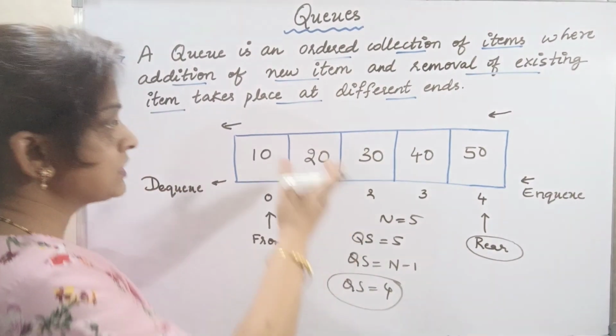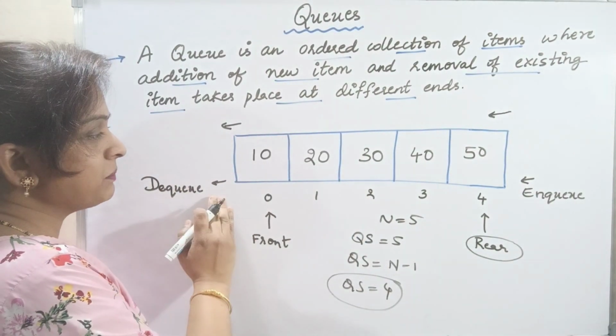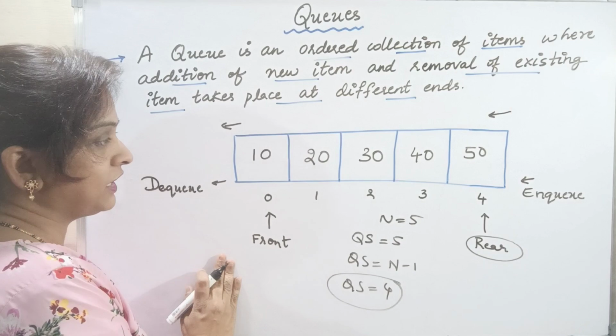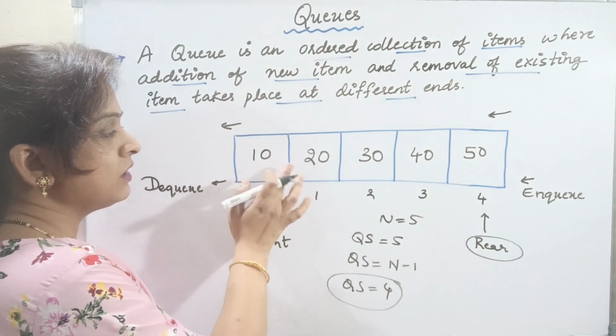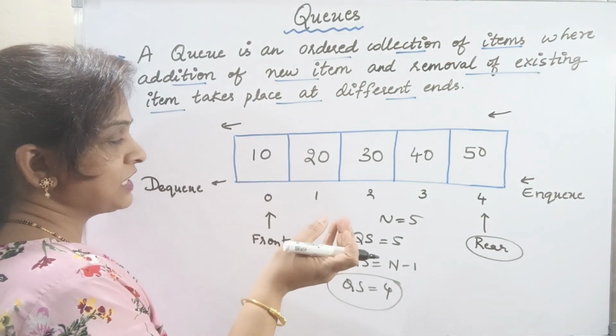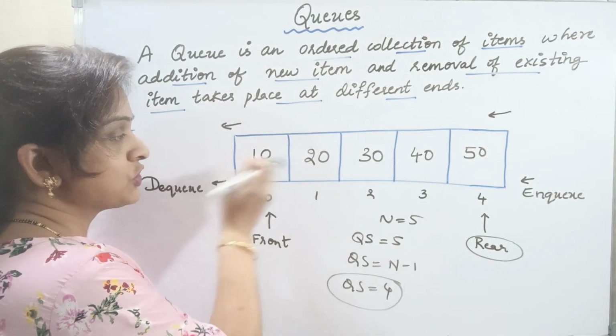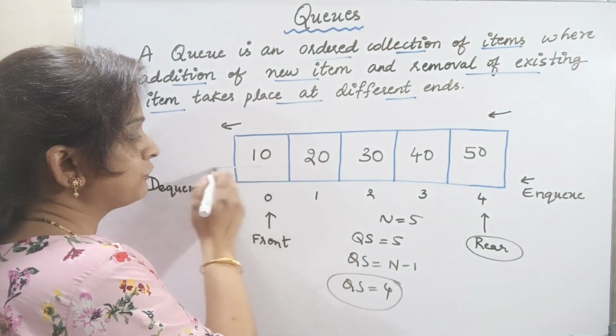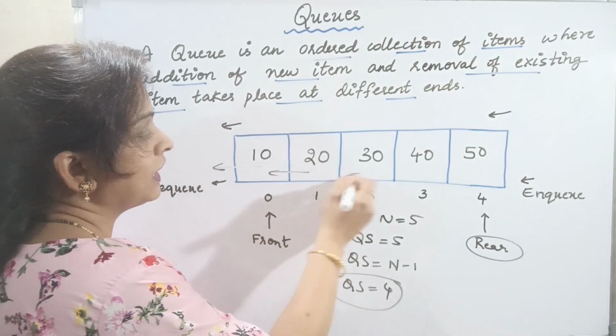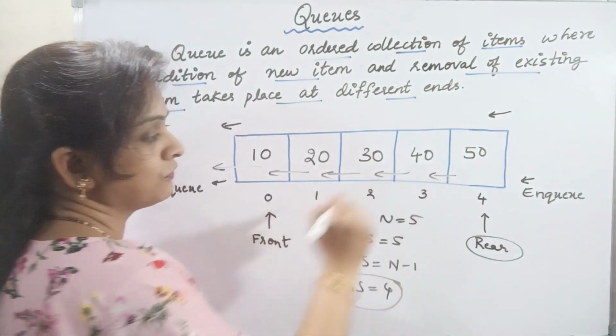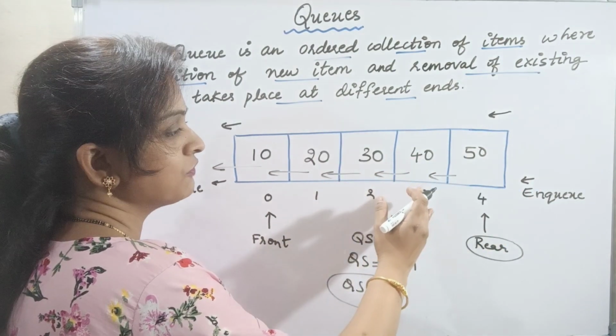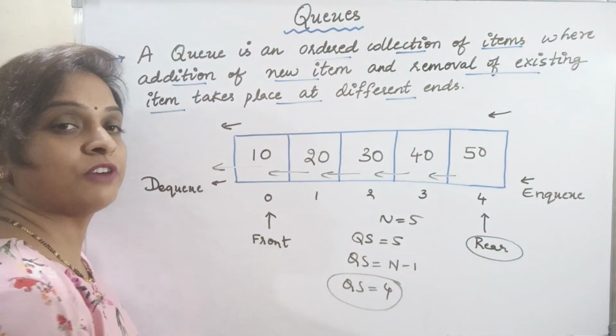Right. Then I can start deleting. Deleting means I have to remove from the front end. The first person will be the first to come out. In the sense, the first element will be the first to come out. So 10 will come out first, then 20, then 30, then 40, then 50. So insertion from one end and deletion from the other end.